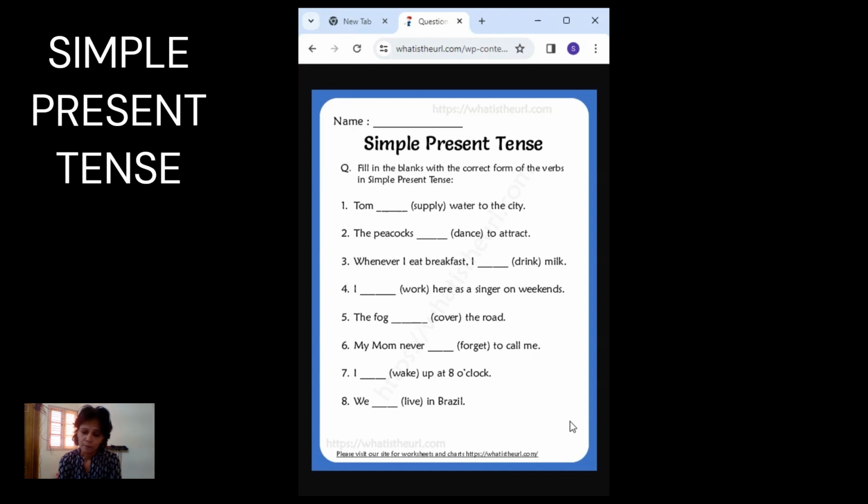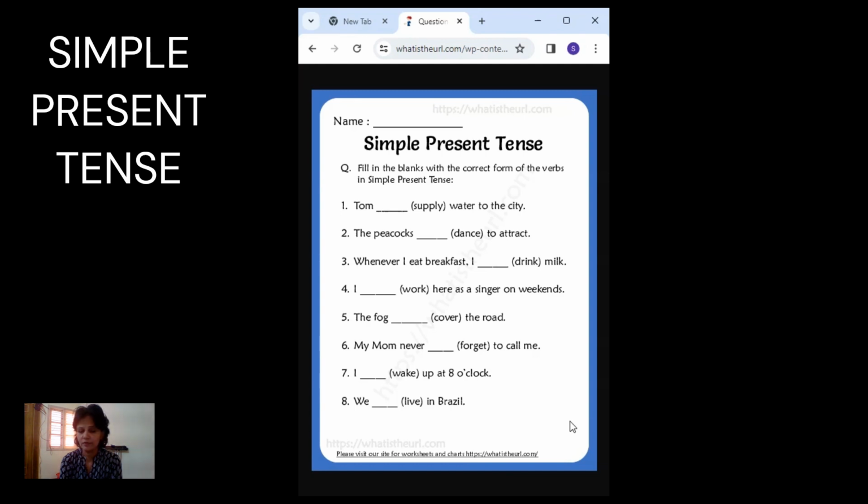Some people go to the theater to watch a movie on weekends whenever they get free time. That is how we say. That is where we use simple present tense.